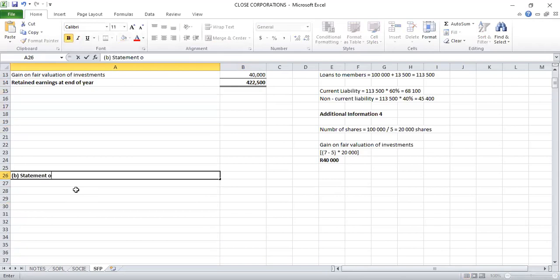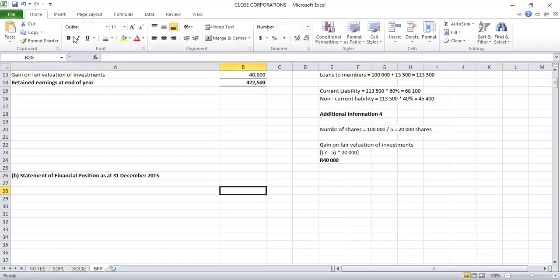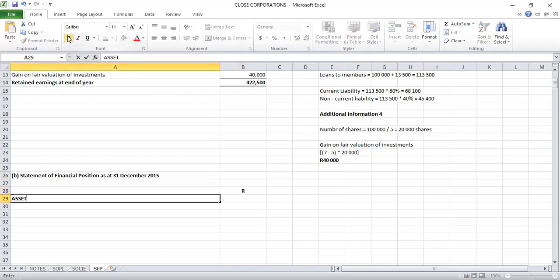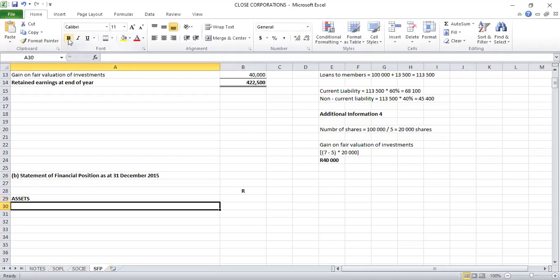the statement of financial position as at 31 December. Right, we start with the assets always. And our assets are divided into two categories: non-current assets and current assets. So we start with non-current assets. What are non-current assets? Non-current assets refers to all those assets that we expect to use for more than one accounting year, one financial period.